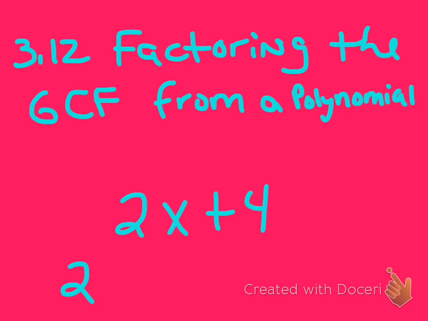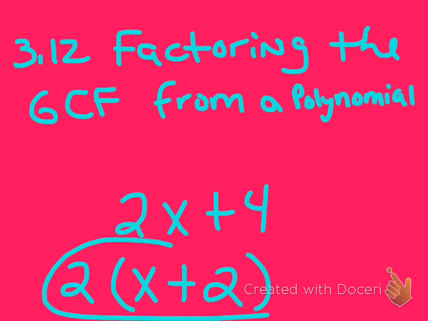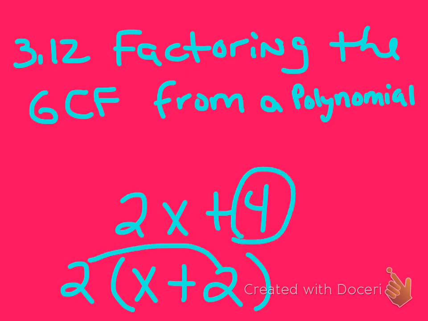When I divide 2 by 2, what do I get? 1. And when I'm writing the 1, I don't really have to write it because I'm just going to write the x that's there. I'm going to bring down this plus, and 4 divided by 2 is how much? 2. So I'll have a 2 here. And this is factoring the greatest common factor out. This is what they're wanting. To check it, 2 times x is 2x, and that's what this is. 2 times 2 is 4, and that's what this is. And so I know that I have that answer right.